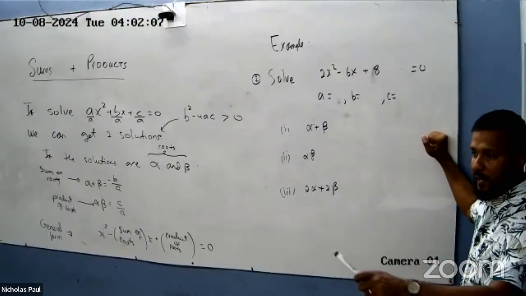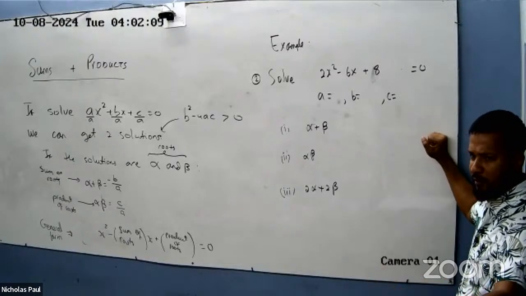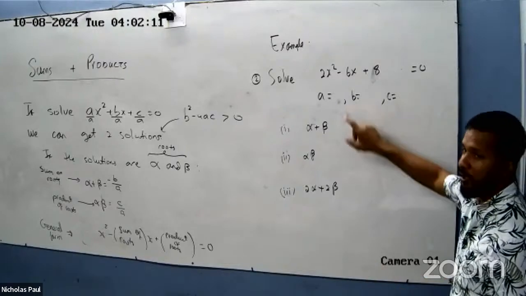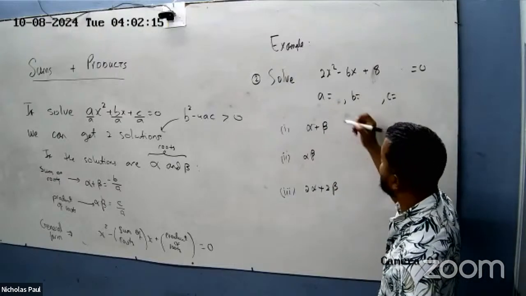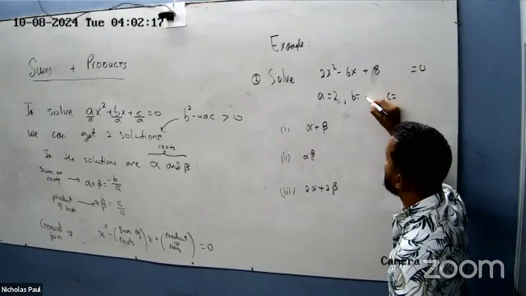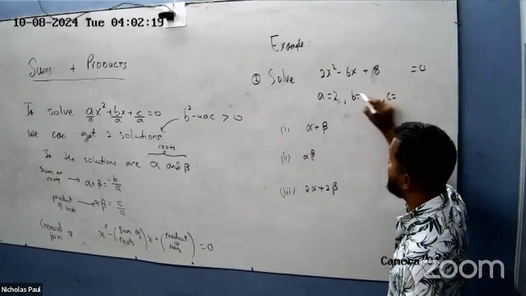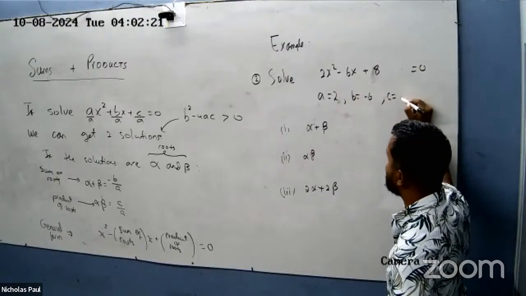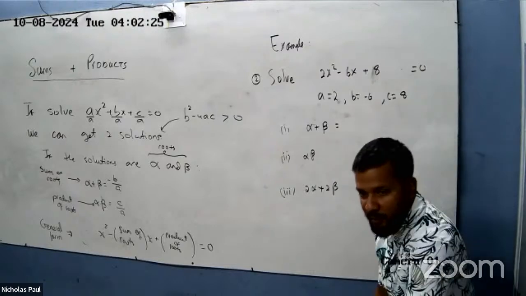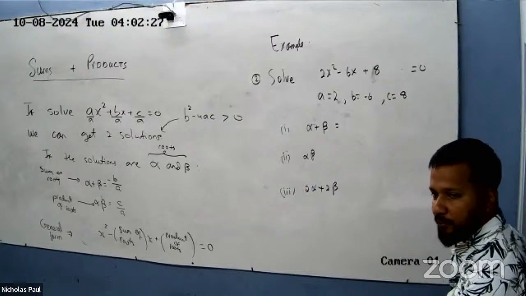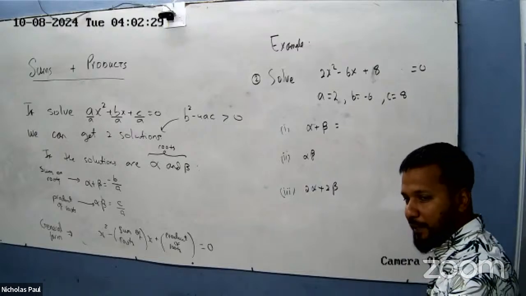Amari, tell me what is A, B, and C. A is 2. B is negative 6, the value and the sign. C is what? C is 8.